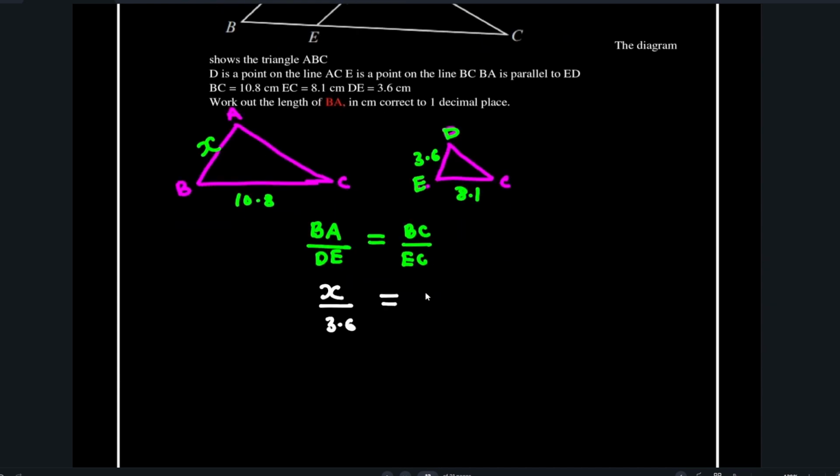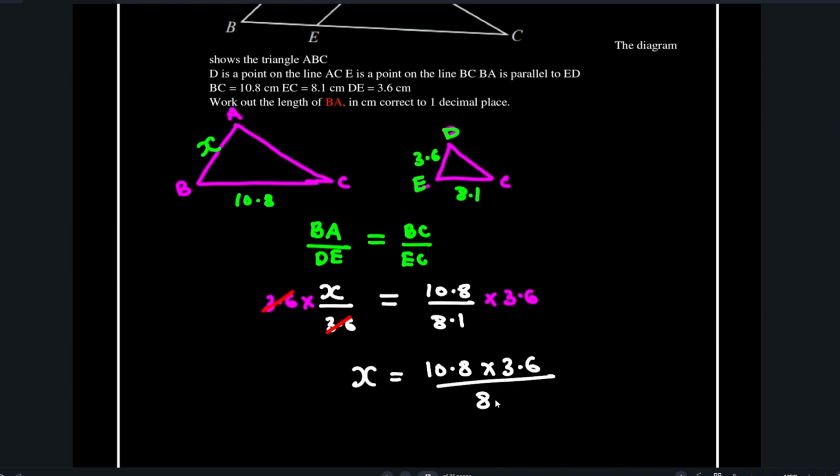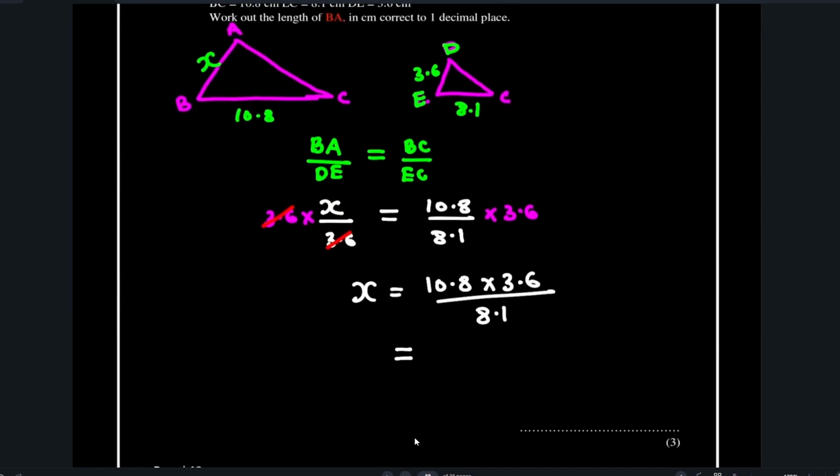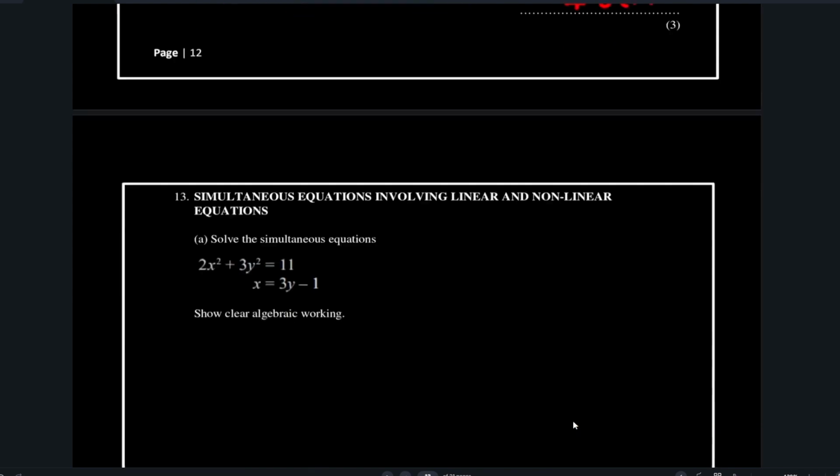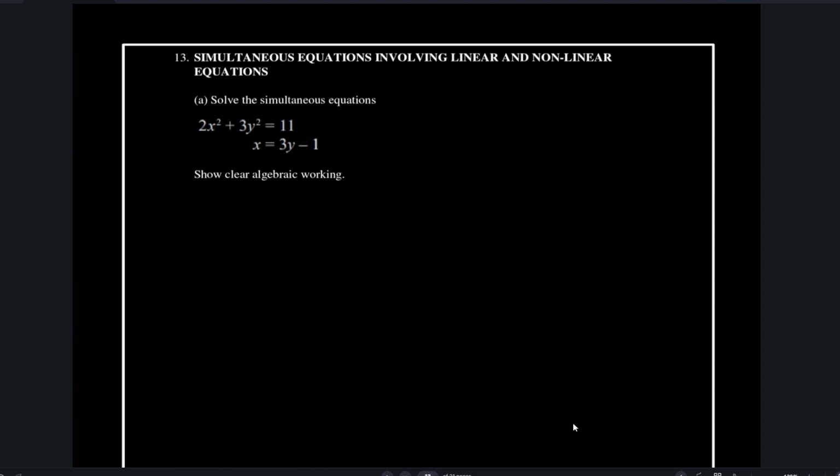So we are going to substitute everything that is given here. Then if we multiply both sides by 3.6, we are going to cancel this, and we shall remain with x equals 10.8 times 3.6 over 8.1. And this is going to translate to what? 4.8 centimeters. 4.8 centimeters as the missing side, and we have to give our answer correct to 1 decimal place.